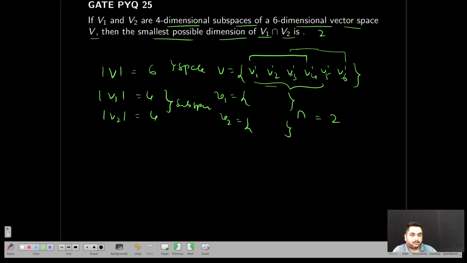To take any order. So I have to take 4 here. No, 4 vectors here, 4 vectors here. Out of 6 vectors. So 2 will be repeated. That is the intersection value.